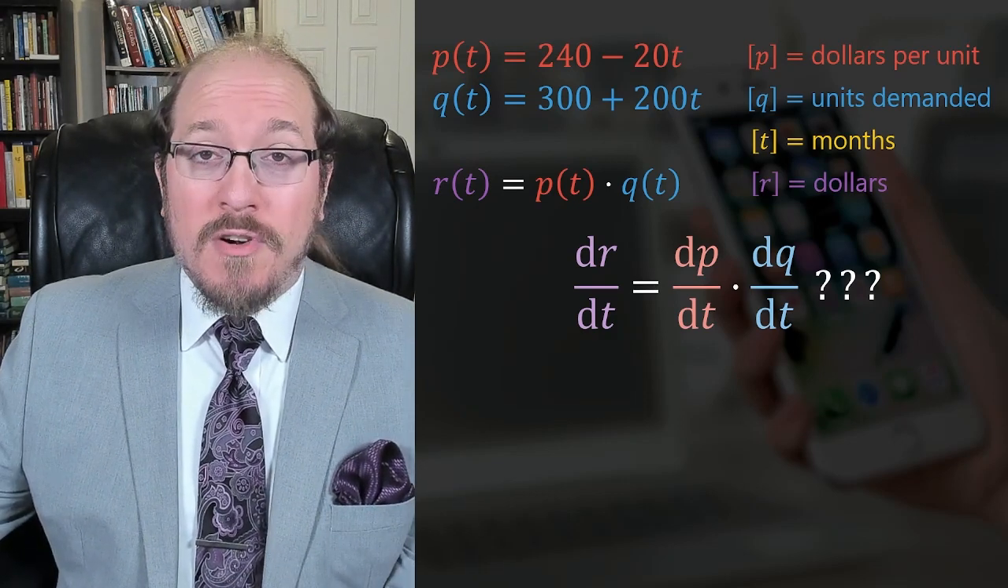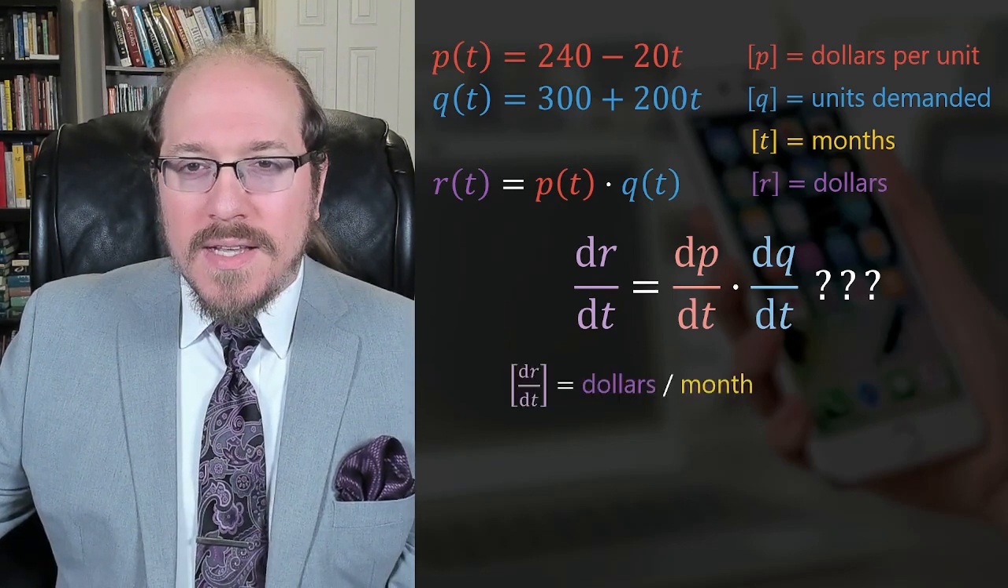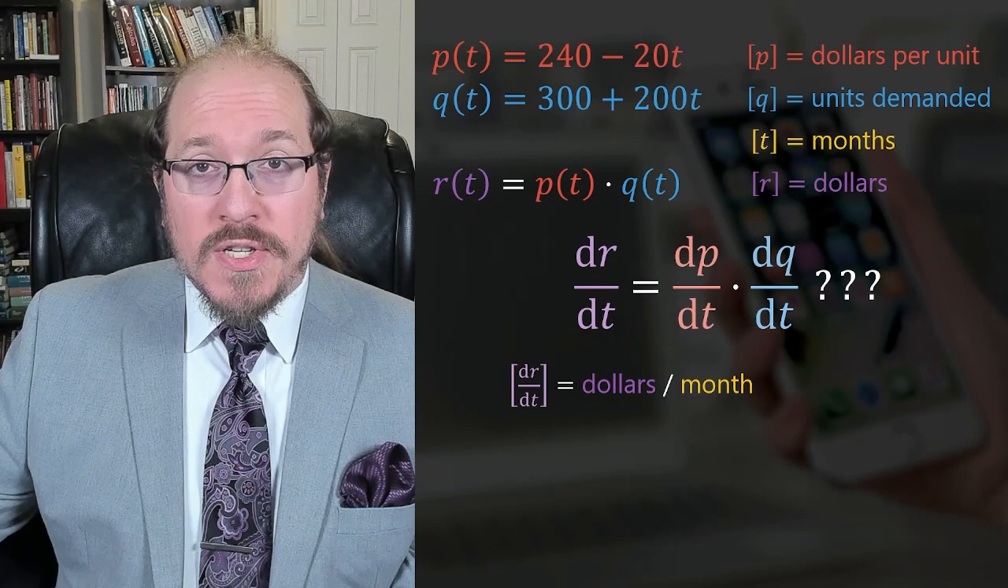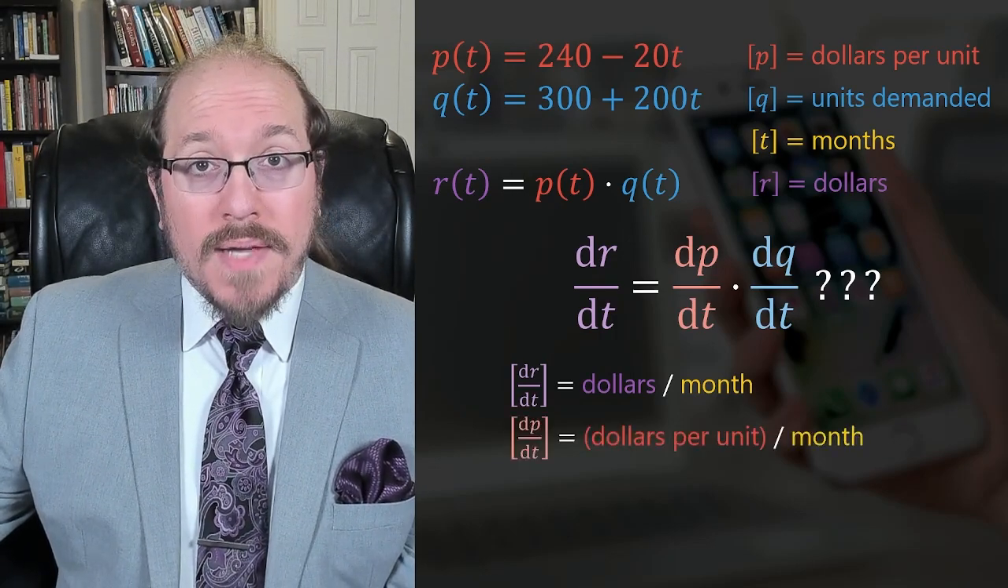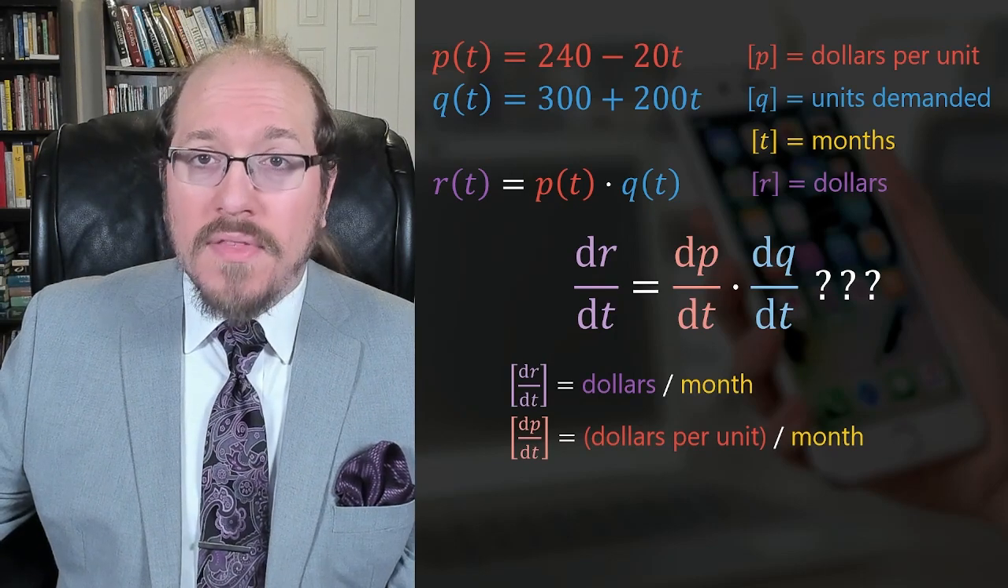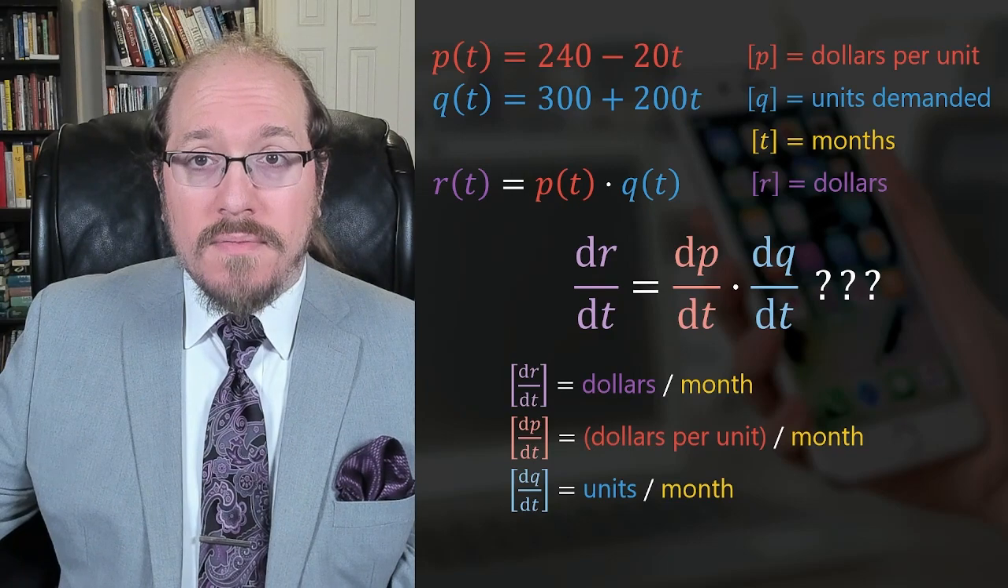Well, let's think about that for a moment. What would the units of each of these derivatives be? dr over dt would be measured in dollars per month. dp over dt would be dollars per unit per month. And dq over dt would be units per month.